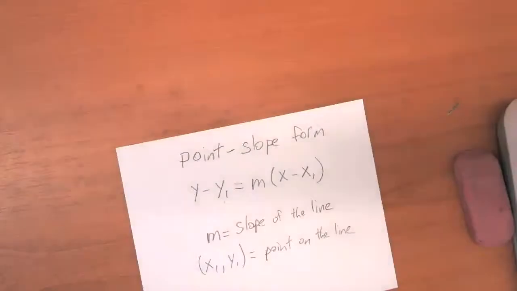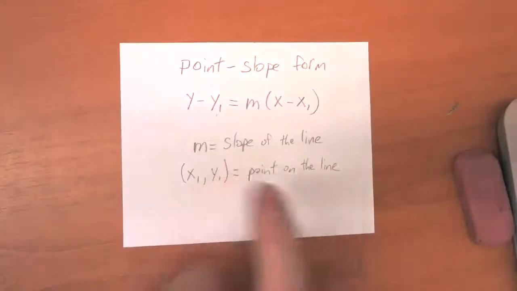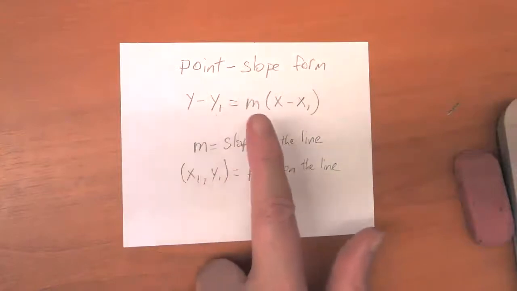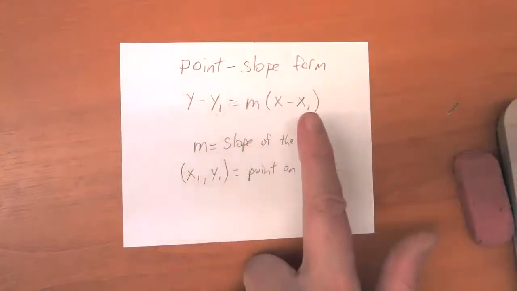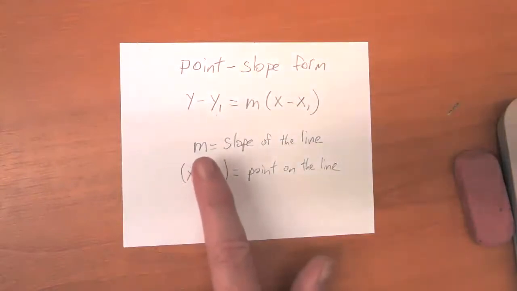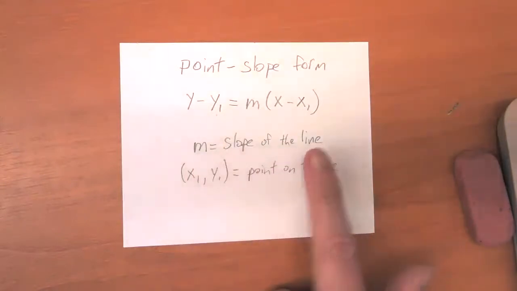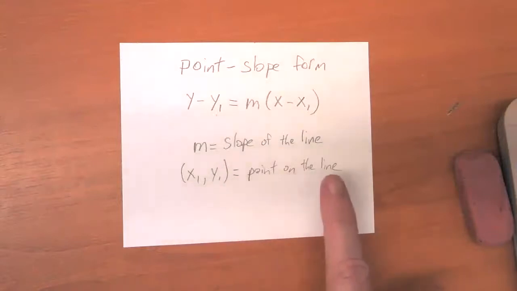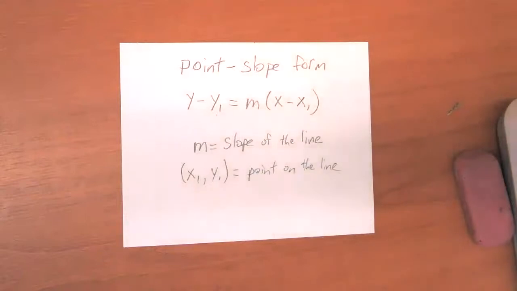So let's take a look at what the point-slope form of a line looks like. Here we see that the point-slope form is written in the form y minus y1 is equal to m times x minus x1. And here we have that m is equal to the slope of the line, and x1, y1 are the x and y coordinates of some point that we know is on the line.